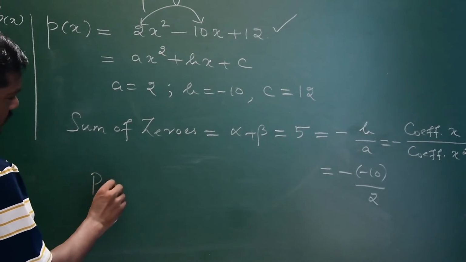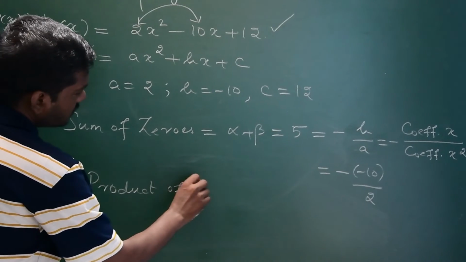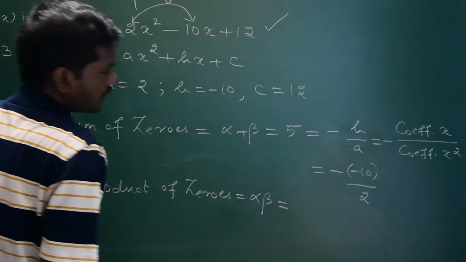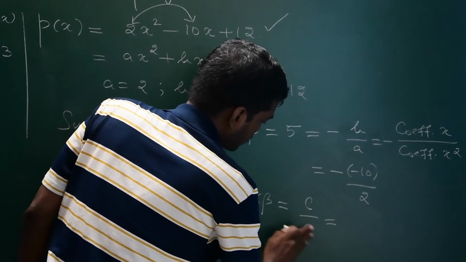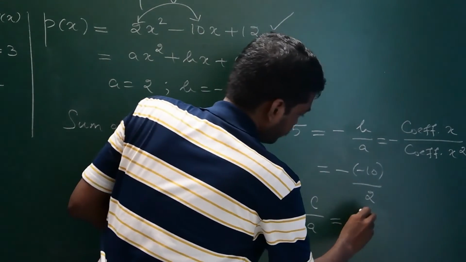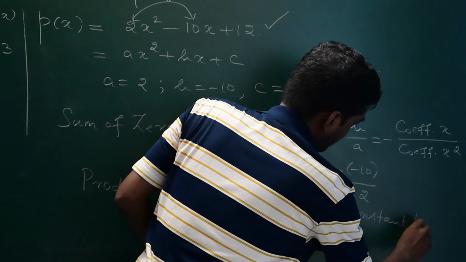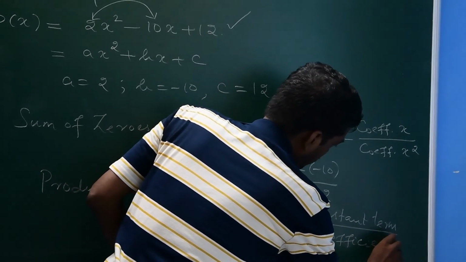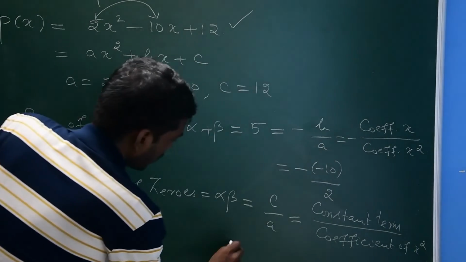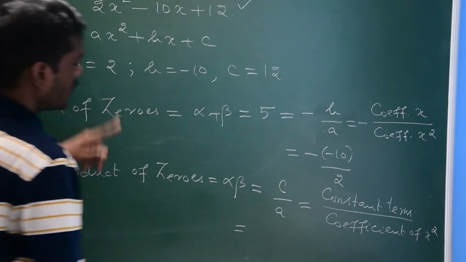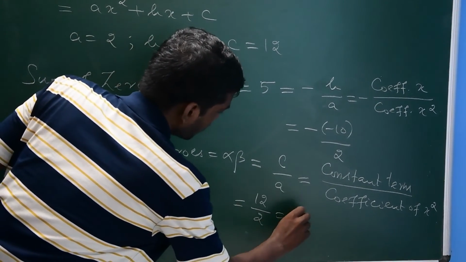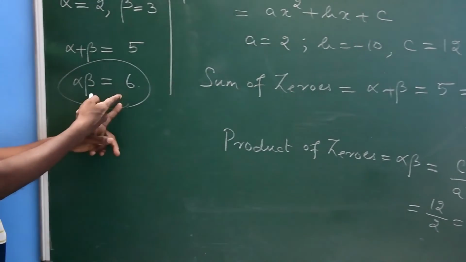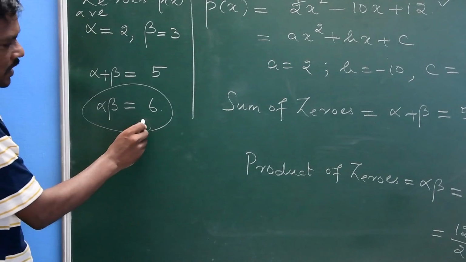Now, product of zeros. So what is the product of zeros? Alpha beta is equal to c by a. What is c? c is the constant term, by the coefficient of x square. Now what is c for us? It is 12. a is 2, which is nothing but 6. And what is our product here? Here the product is 6. So that coincides. So these two coincide.